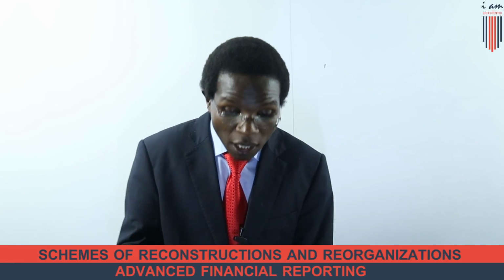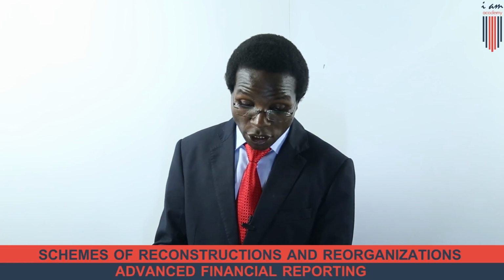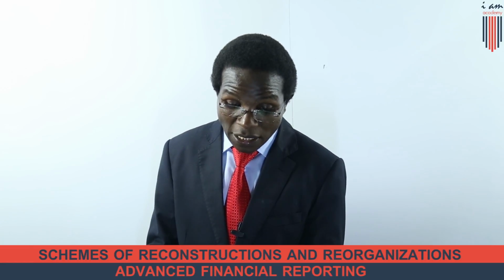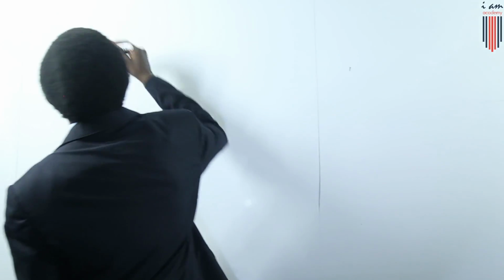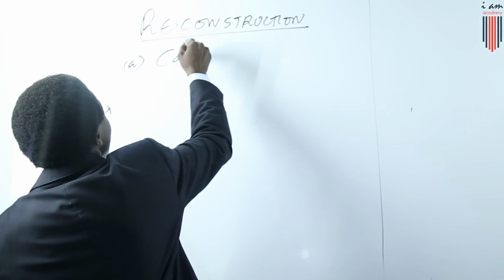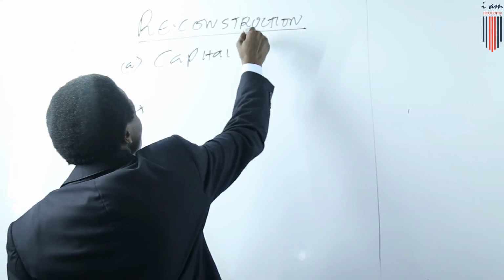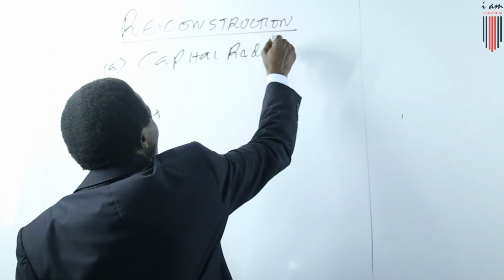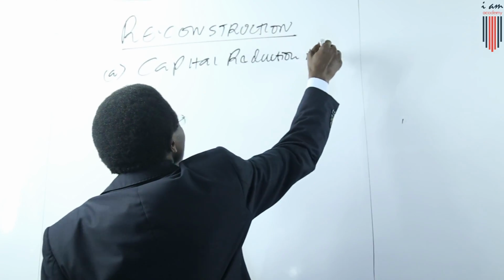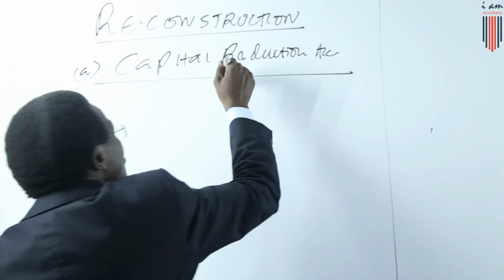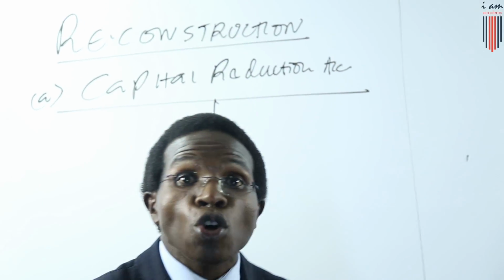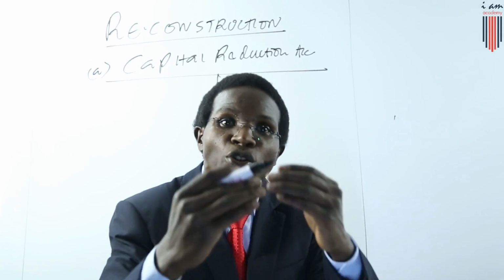We then will work on the statement of financial position as at 1st November 2007. Now here we go, friends. We start with the capital reduction account. You need not forget that a capital reduction account can also be referred to as a reconstruction account.